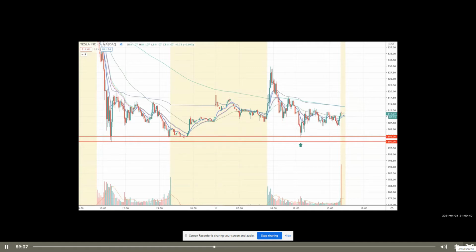If you know that there's a huge level of buyers incoming, then you can plan for that, and you can buy calls, or you can go long equity when it gets to that support level, and take the bounce off of the level. So that's how you can use support and resistance, and that is what support and resistance is.